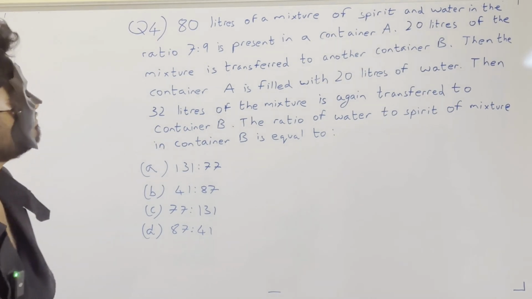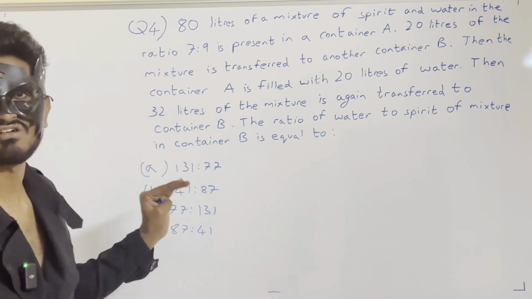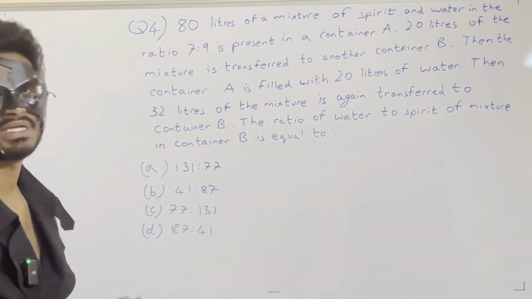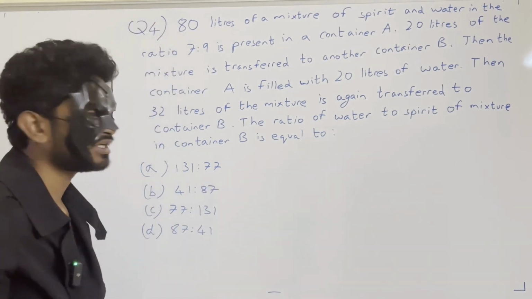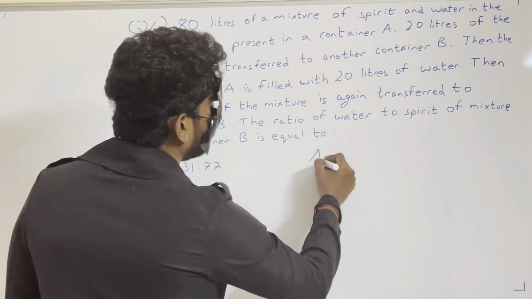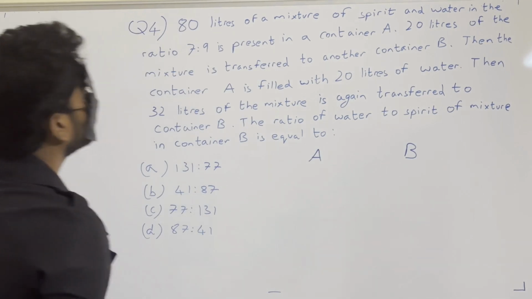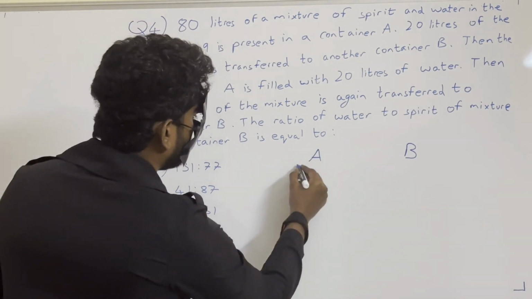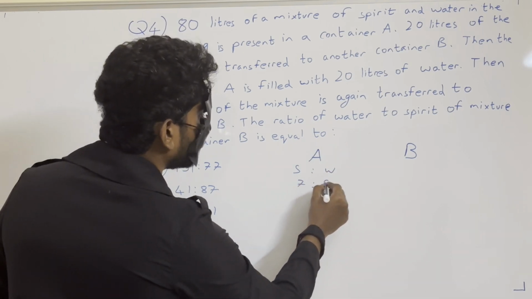So this is a very lengthy question. So let us solve it from basics itself instead of complicating it, because you might miss out some points. So we'll solve point by point. So first let us take, there are two containers A and B. Here what is given is spirit to water ratio is nothing but 7:9, right?